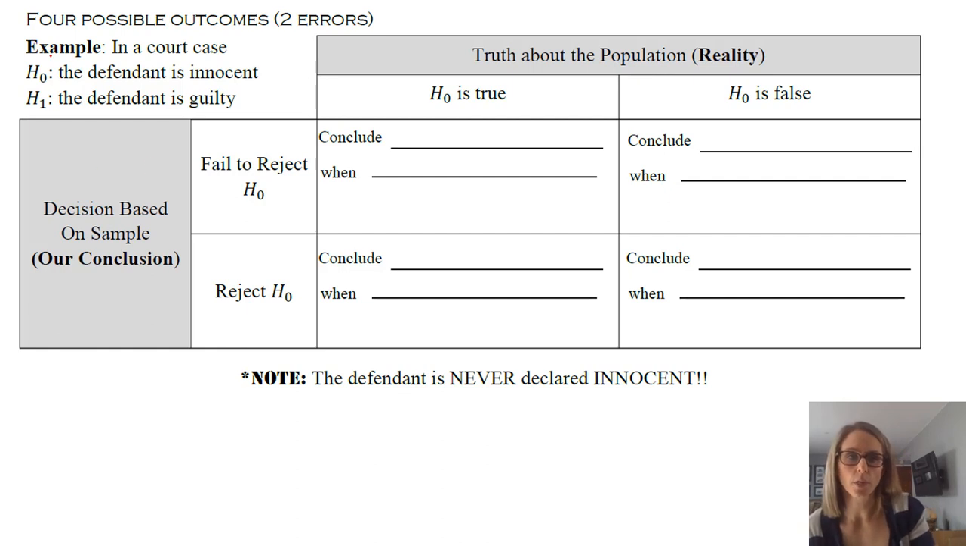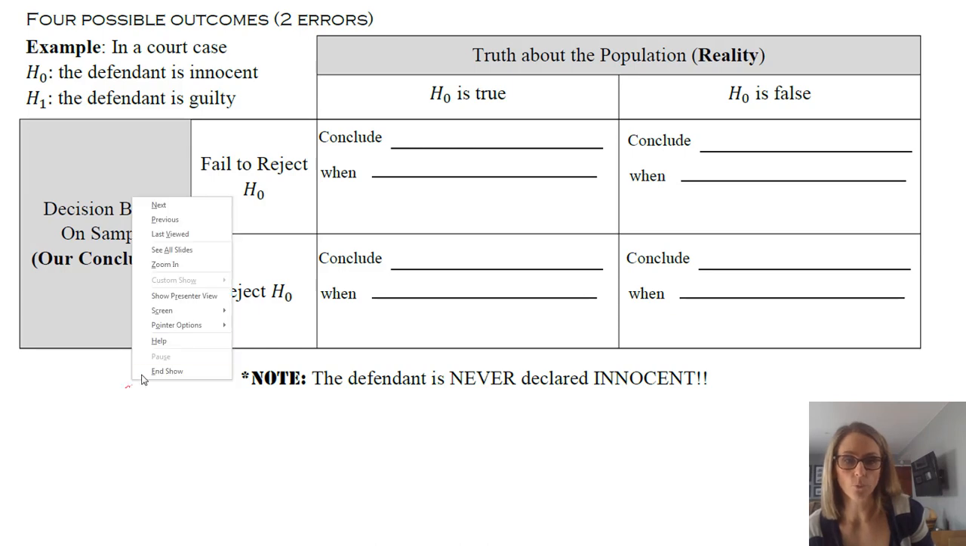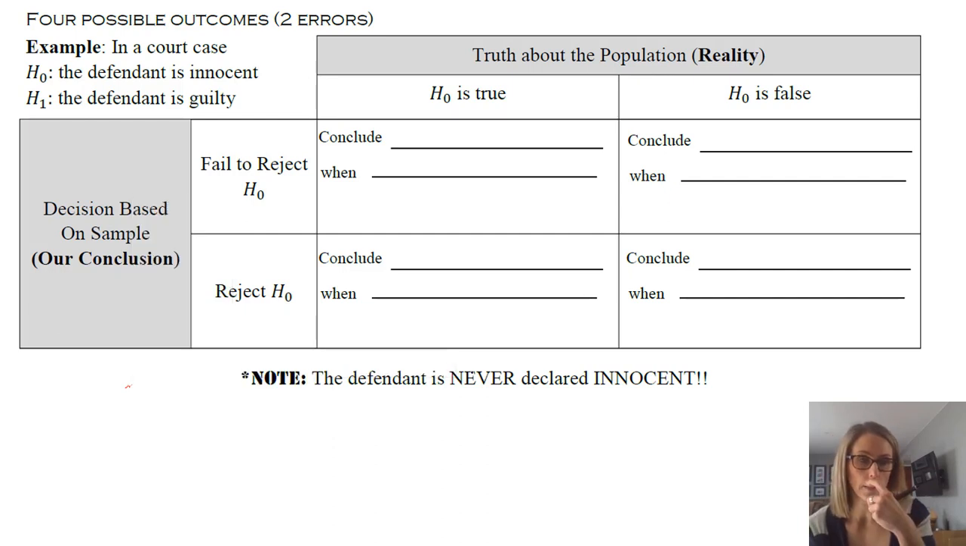So we're going to look at a court case where we have the null, which is that the defendant is innocent, and the alternative is that the defendant is guilty. So obviously this is essentially what happens in a court case, innocent until proven guilty. And we want to know, is the evidence strong enough to say that the defendant's not innocent. So there's 4 situations that can occur here, where 2 of them are the correct decision and 2 of them are the incorrect decision.